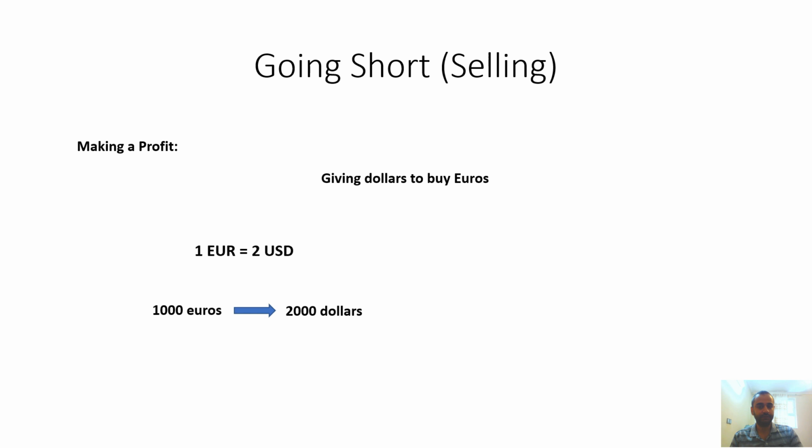Later, if the exchange rate decreases to 1, I can buy back euros at a lower price. With my $2,000, I can now purchase 2,000 euros. This results in a profit because I initially sold 1,000 euros and then doubled them.